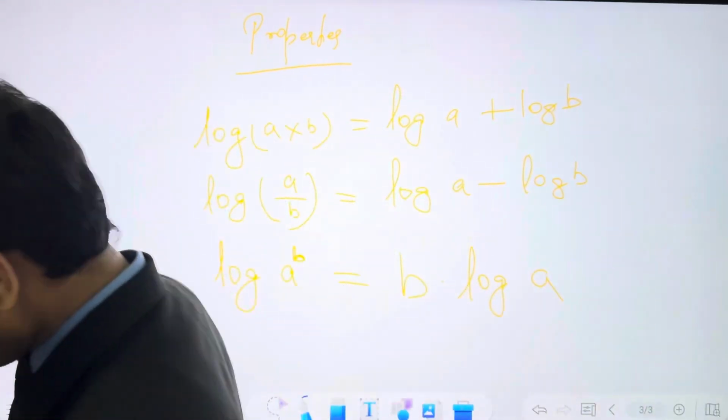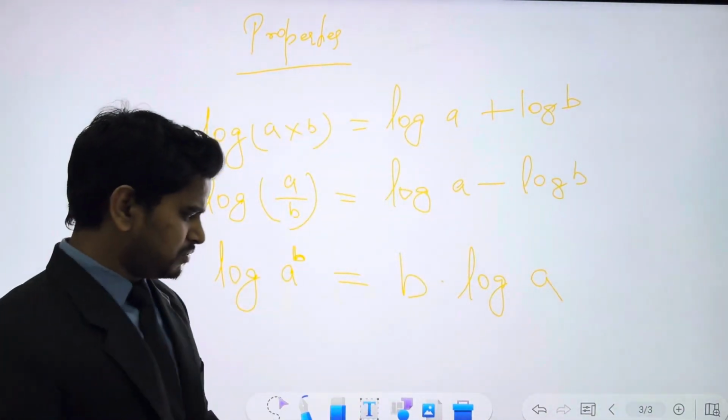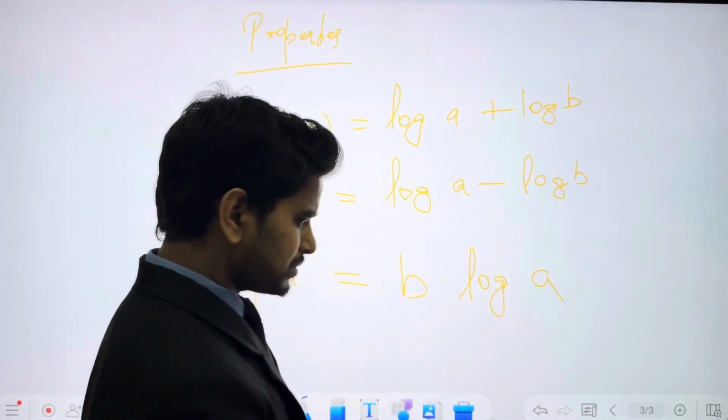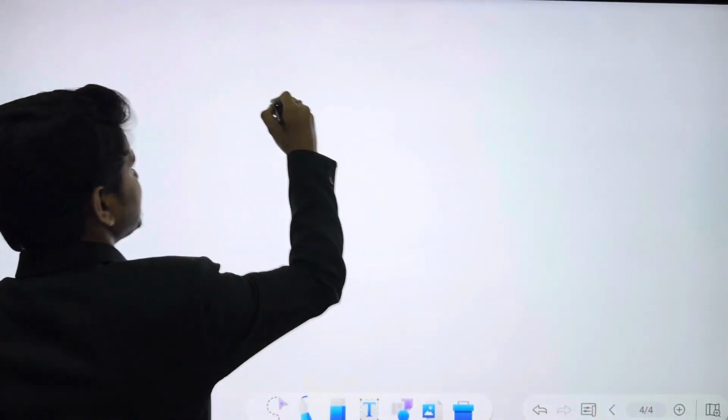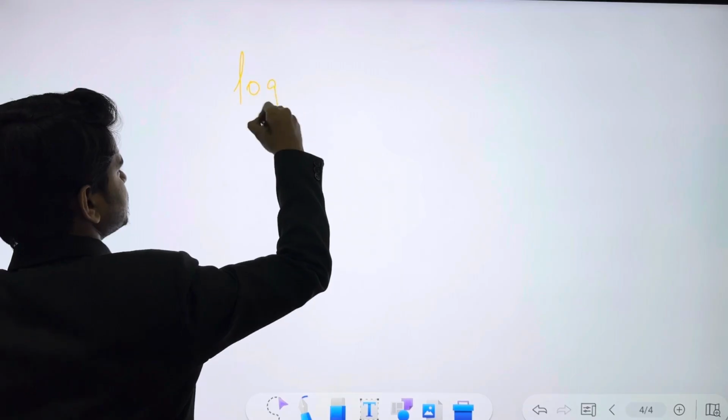Okay, chalo. Now let me ask one more question to you. Okay, this is a property. My question is, what is the value of log 2?